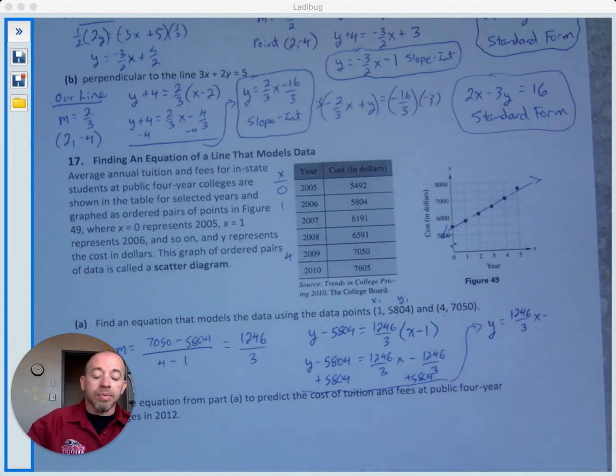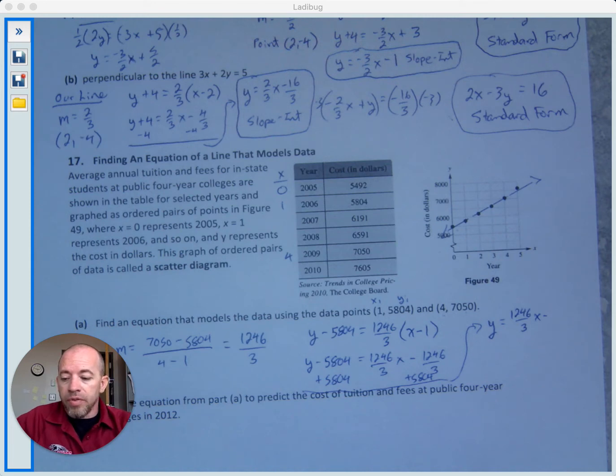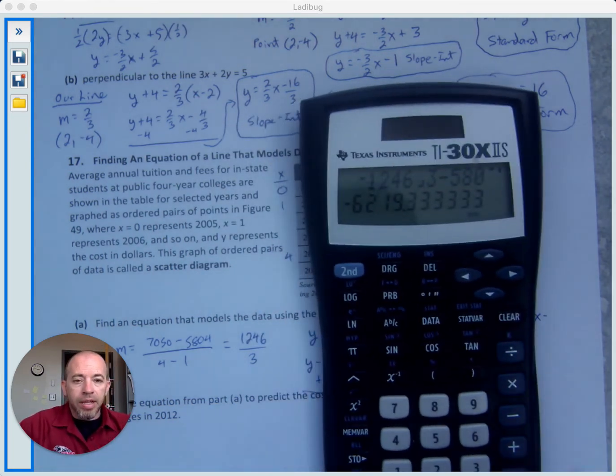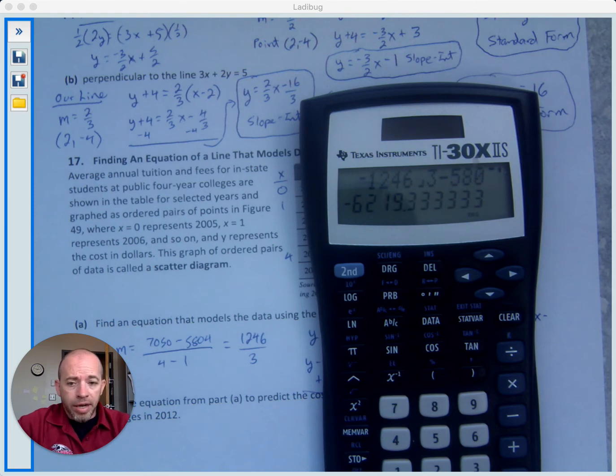And I'm going to use a calculator for this. So I have negative 1246 over 3, and I'm subtracting 5804. Now your calculator, even though I used fraction operations, gave me a decimal answer. And that's okay, because we're doing a real-life situation. Most likely, in this case, you'll be asked to round to the nearest dollar or maybe to the nearest cent. It just depends on what you're asked to do. I'm going to round these things to the nearest dollar.